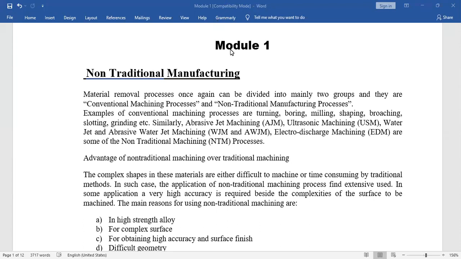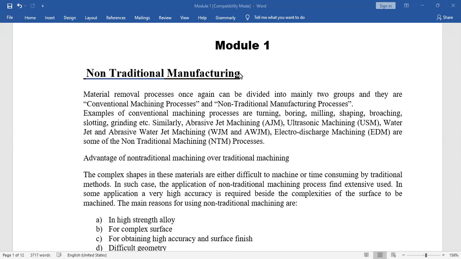Okay, so this manufacturing, in the last class also I have discussed about manufacturing, that it is divided into two types. One is the subtractive type of manufacturing and second is the additive type of manufacturing. In the subtractive type of manufacturing, as the name indicates, subtract means the metal is removed from the workpiece to obtain the desired shape and size.